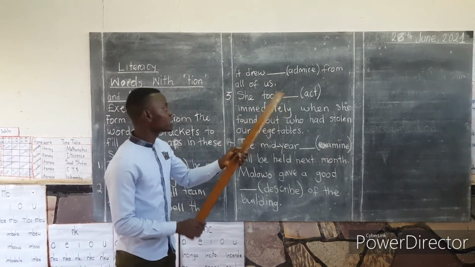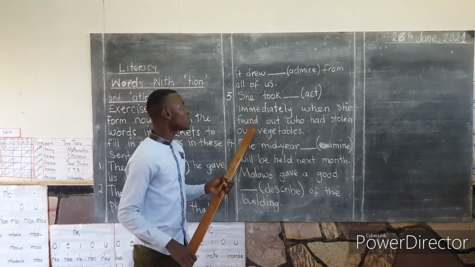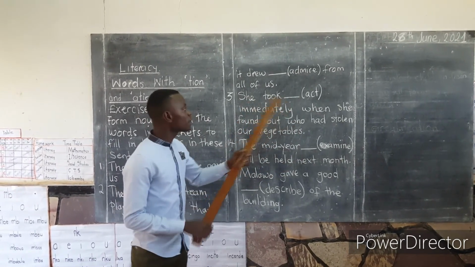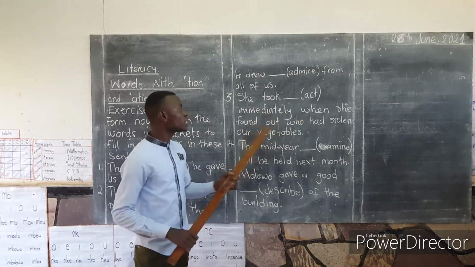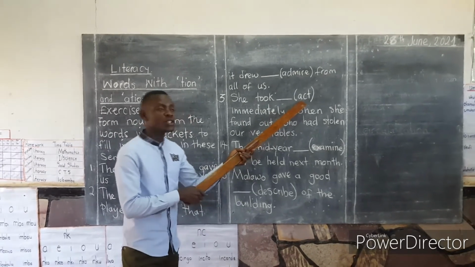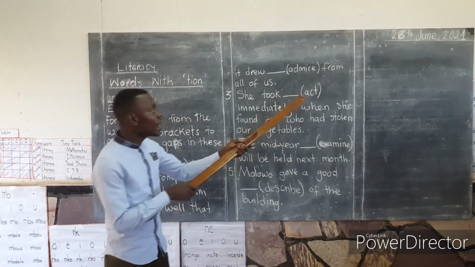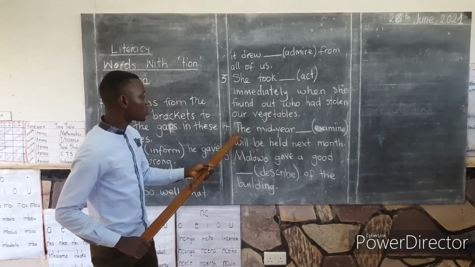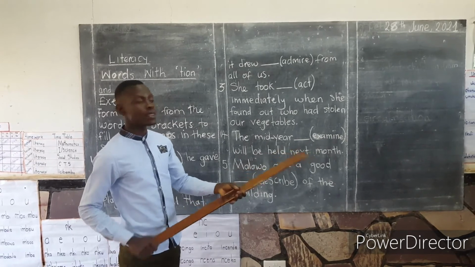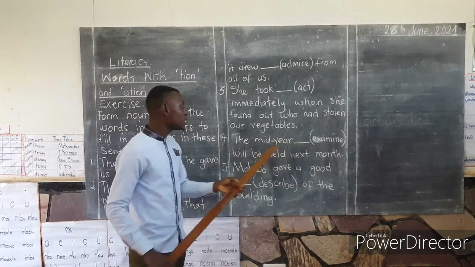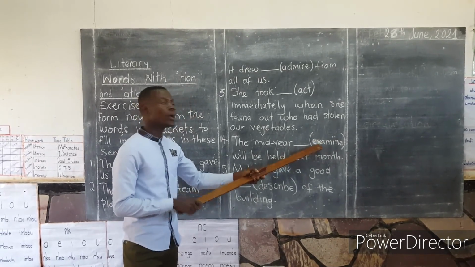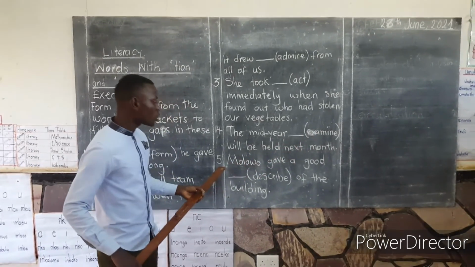She took dash immediately when she found out who had stolen our vegetables. You change this word act into a noun because act is a verb. You go to the fourth one. The mid-year dash exam will be held next month. You change this word, which is a verb, into a noun. You go to the fifth one.